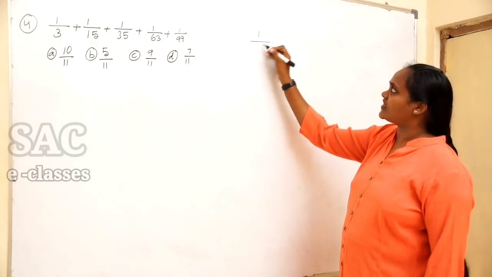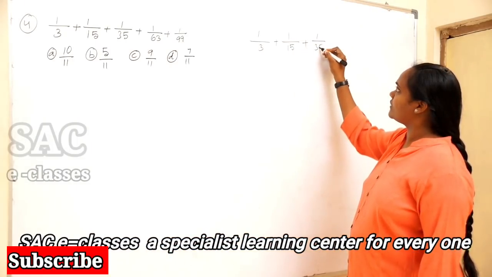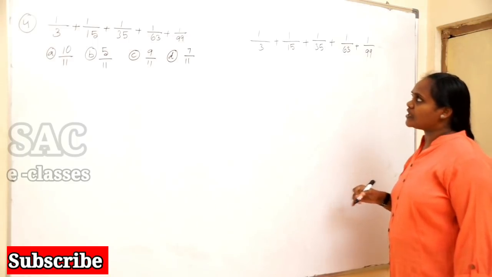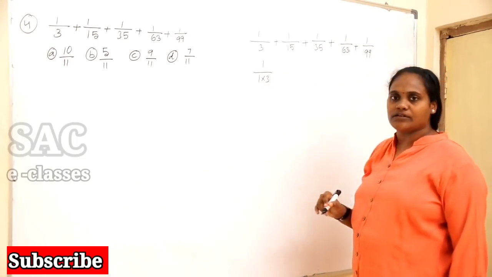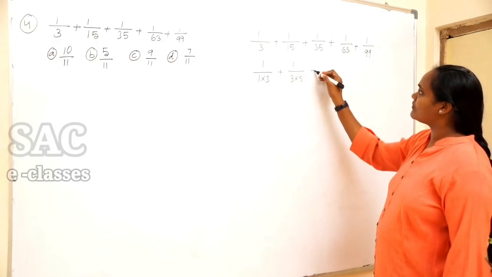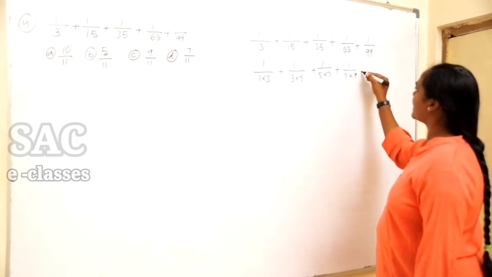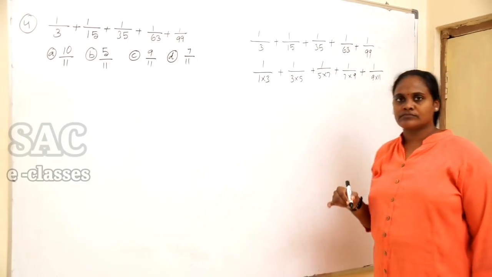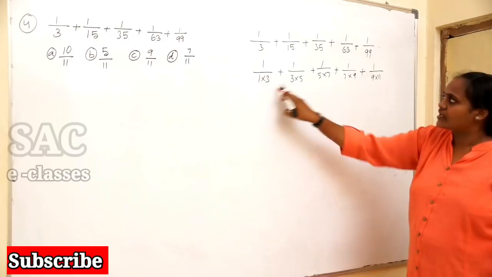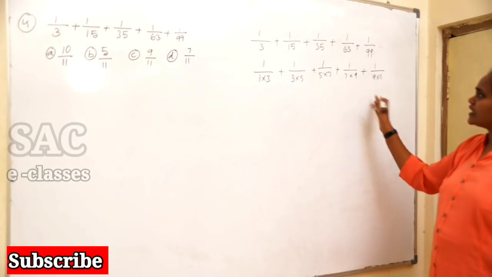So let us see what the first fraction is: 1/3. Next fraction 1/15, next 1/35, next 1/63, and the last fraction is 1/99. I observe that the first fraction's denominator I can write as 1 into 3 or 3 into 1, plus I can write this as 3 into 5. There is no other way also. 1/35, you can guess it, 5 into 7, plus 1/(7 into 9) plus 1/(9 into 11). Yes, if you observe, it is like the previous one, but these are consecutive odd numbers: 1, 3, 3, 5, 5, 7, 7, 9, 9, 11.